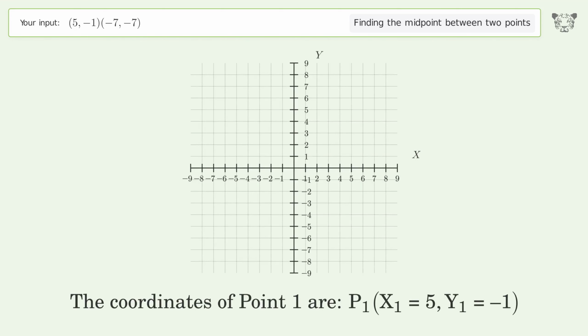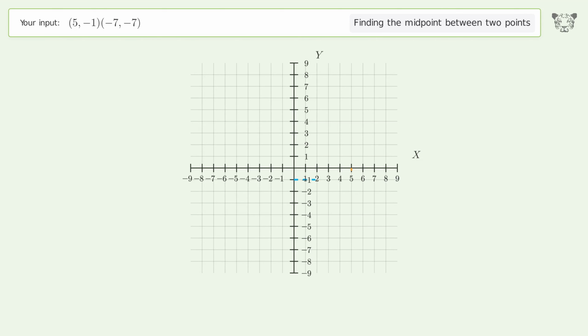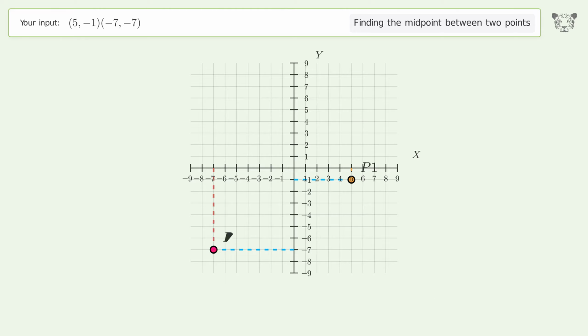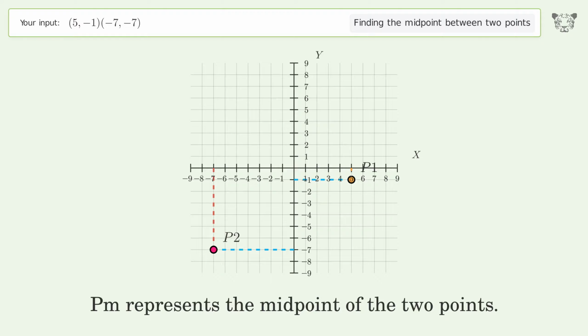The coordinates of point 1 are x1 equals 5, y1 equals -1. The coordinates of point 2 are x2 equals -7, y2 equals -7. PM represents the midpoint of the 2 points.